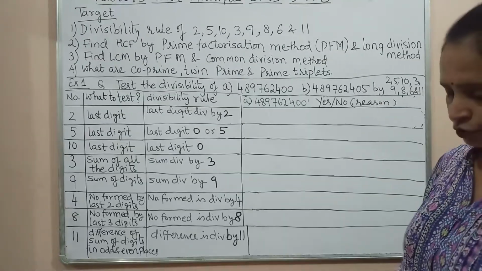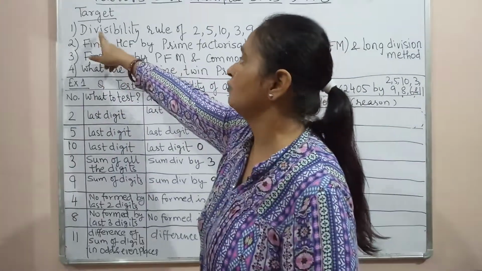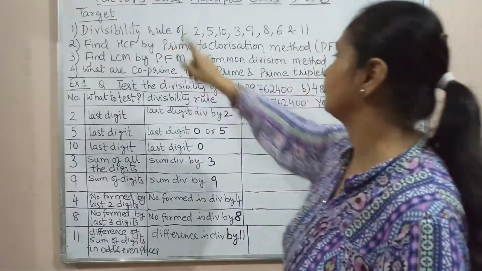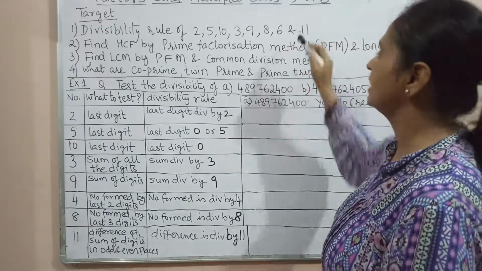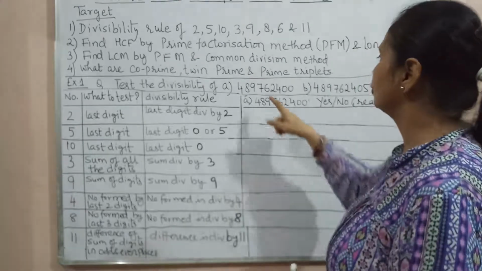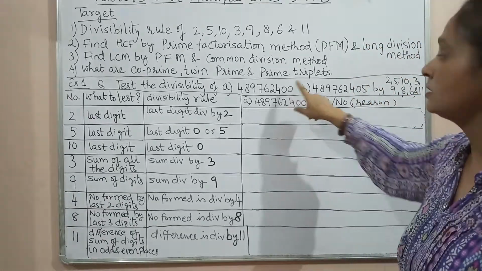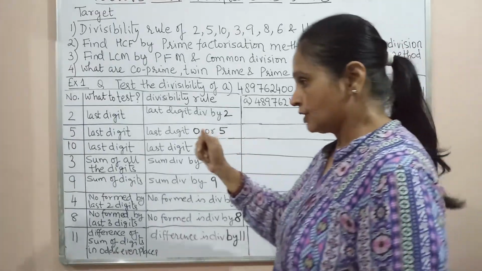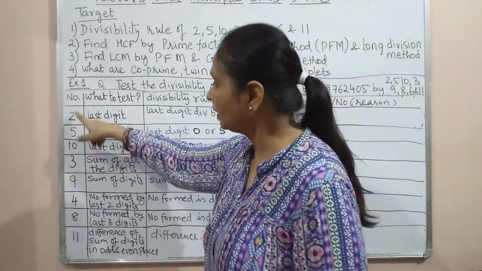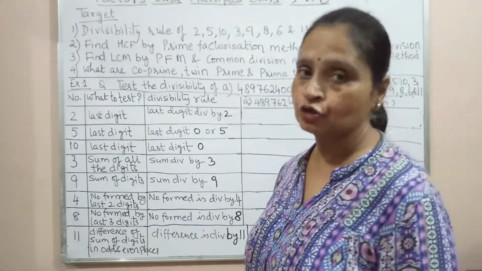Now let us quickly do the first topic, that is exercise 1, which is covering our first topic, and it is to test the divisibility by these numbers. And which are those numbers? I have taken the first example this, and second example this one. Now see, these are the different numbers whose test we have to check.